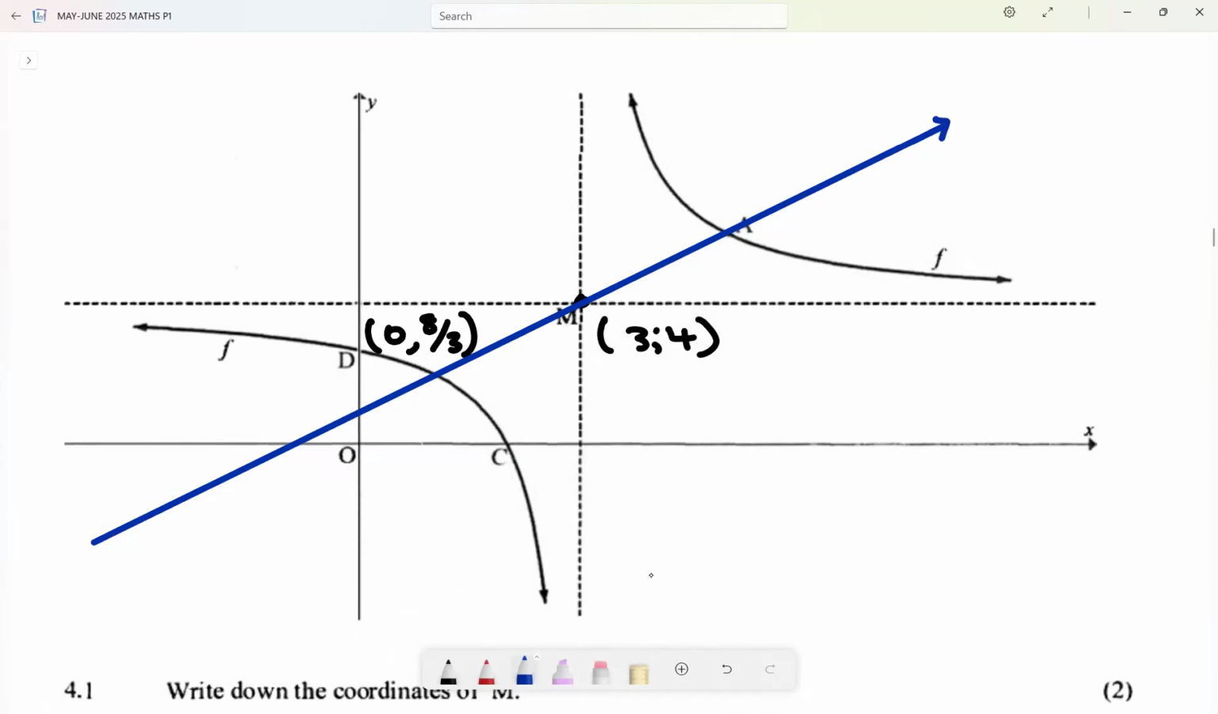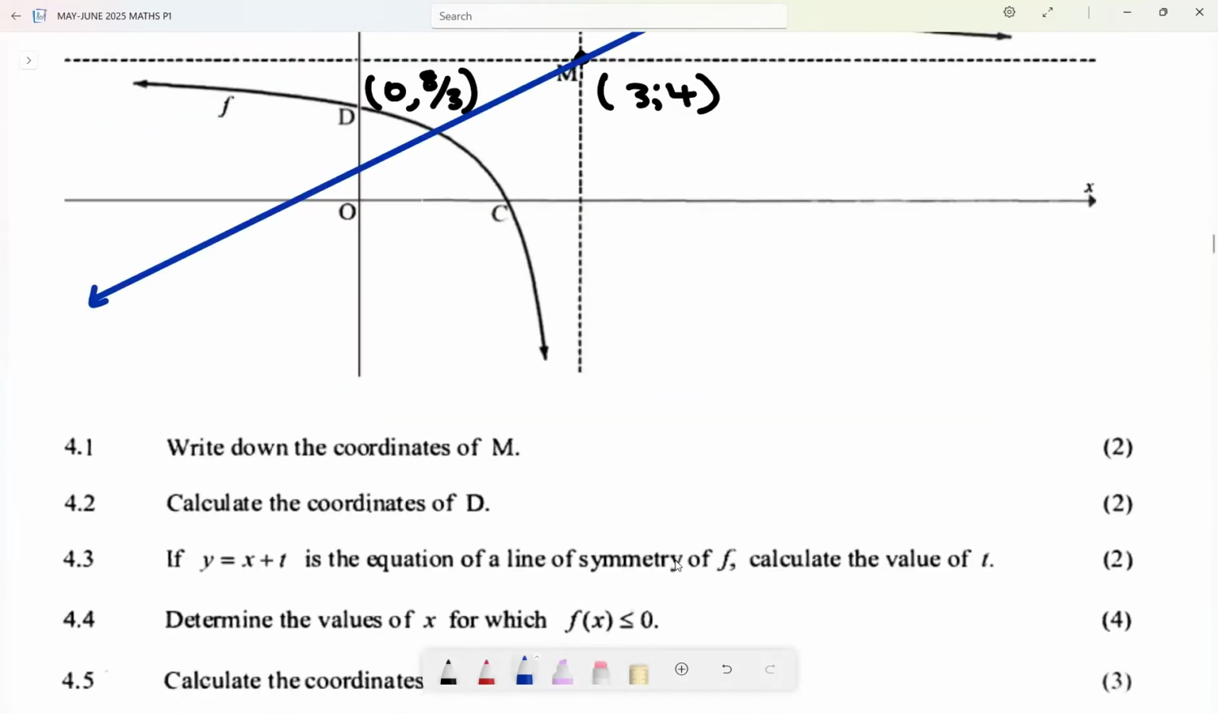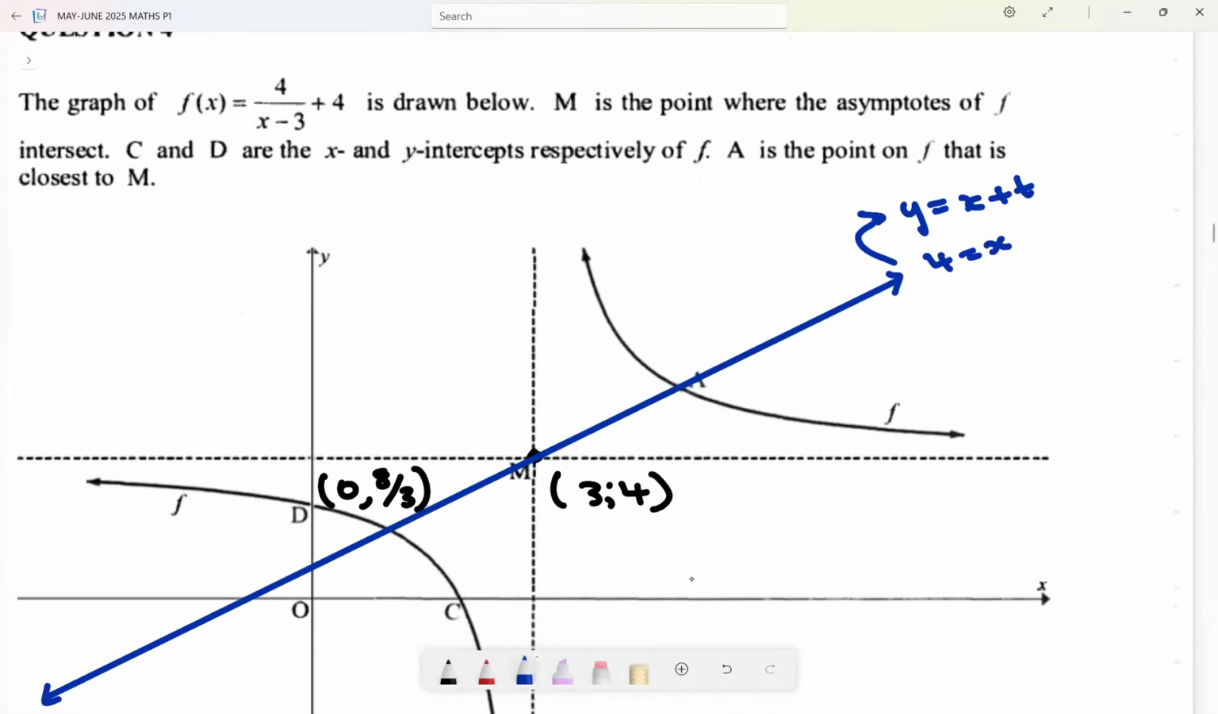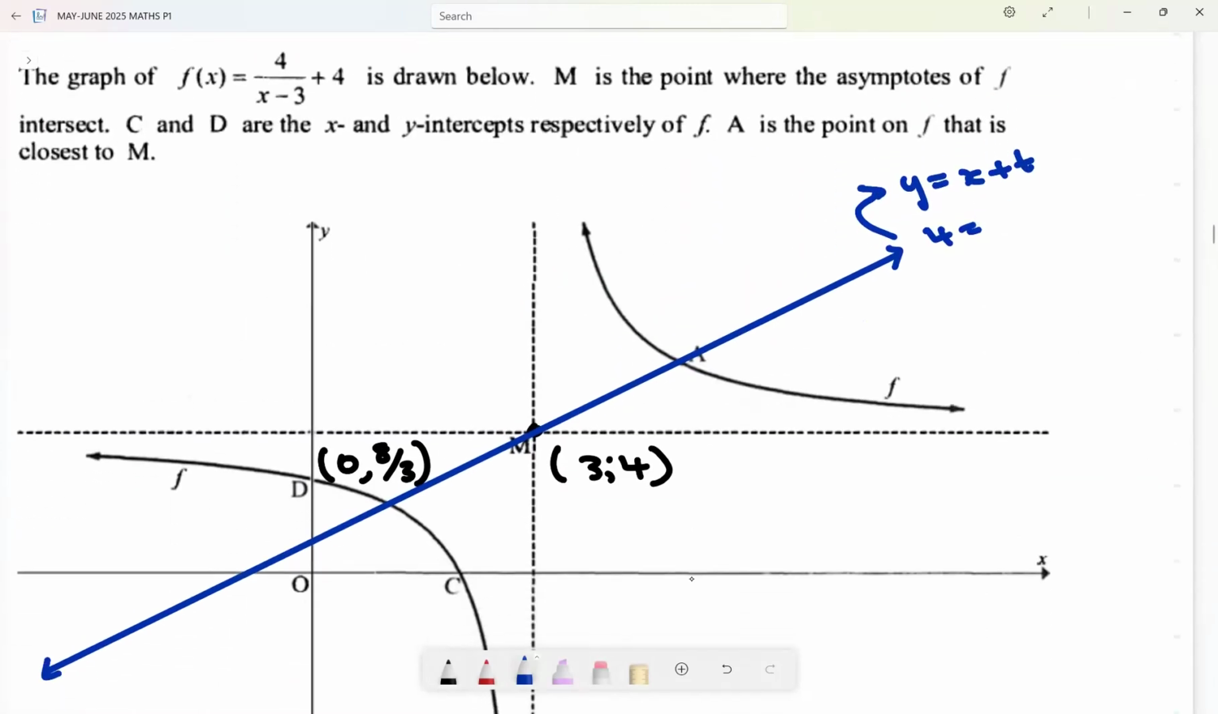So this one will be x plus t. So we need to find that t. It passes through which point? This one, 3 and 4. So you can say, okay, I'm already having this one. Let me just substitute. Remember this as an equation of y is equal to x plus t. Let me substitute the coordinate of y is equal to 4, x. Okay, x is what? 3 plus t, and then t will just be what? 1. Okay, t is equal to 1.